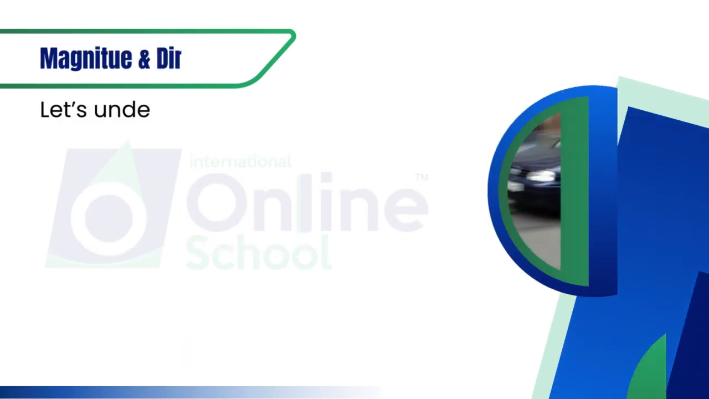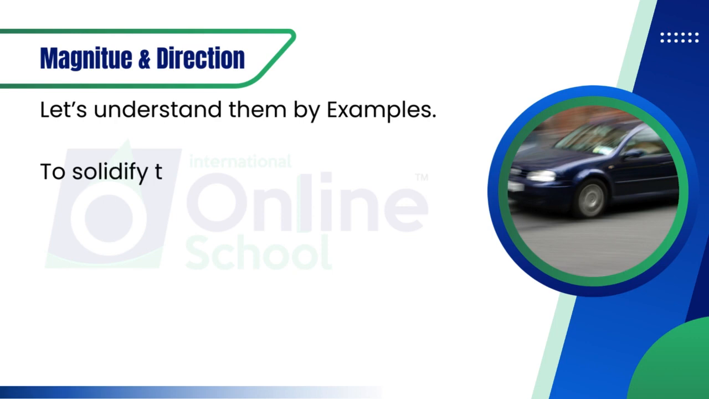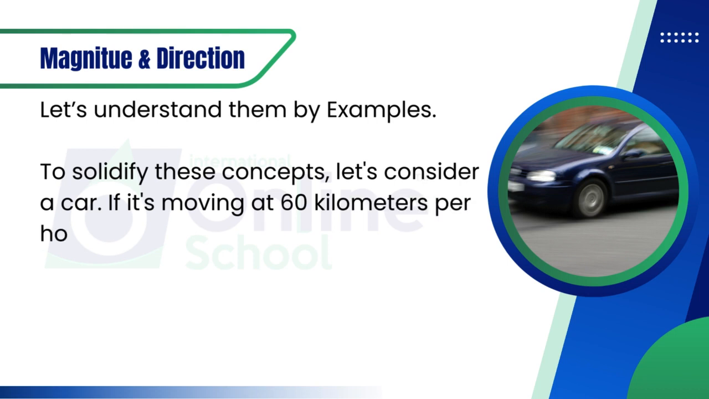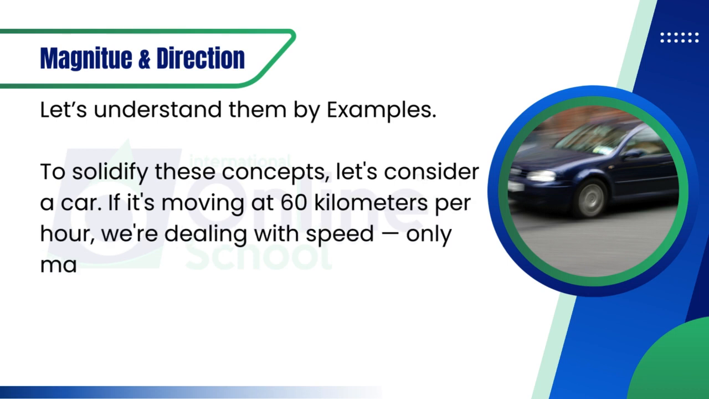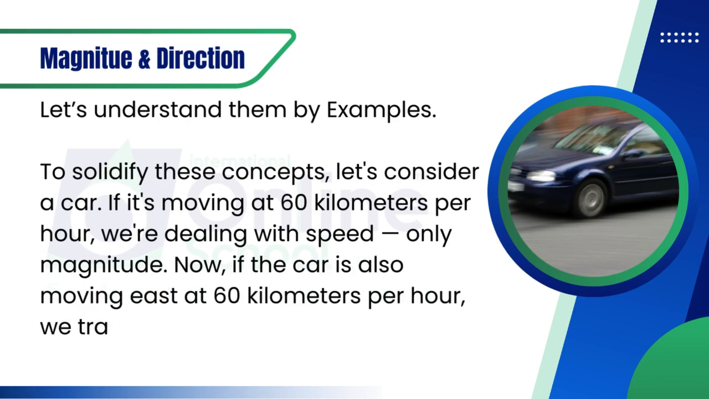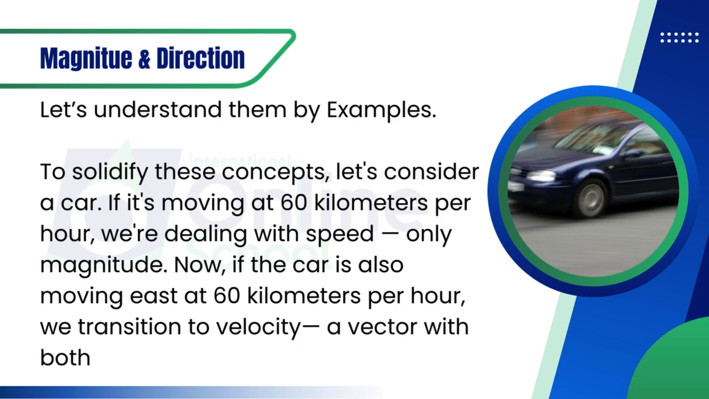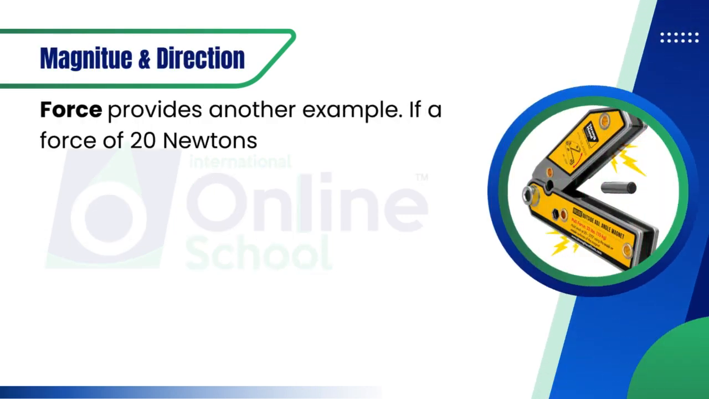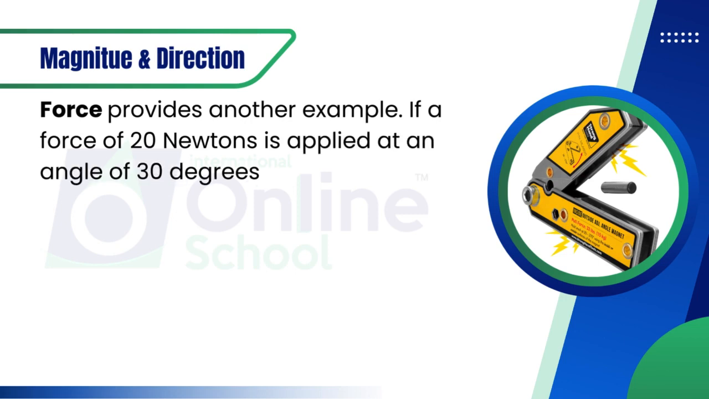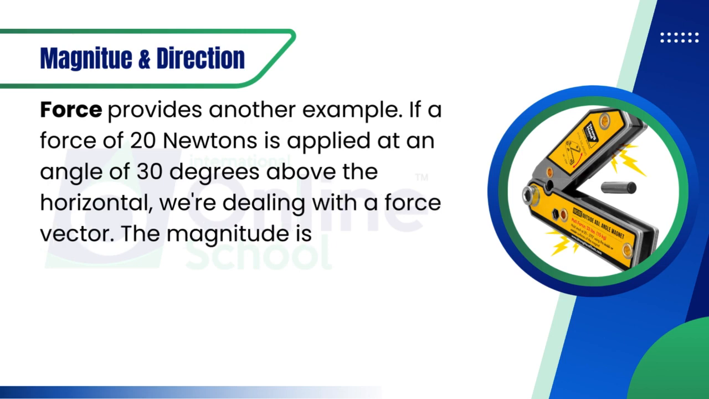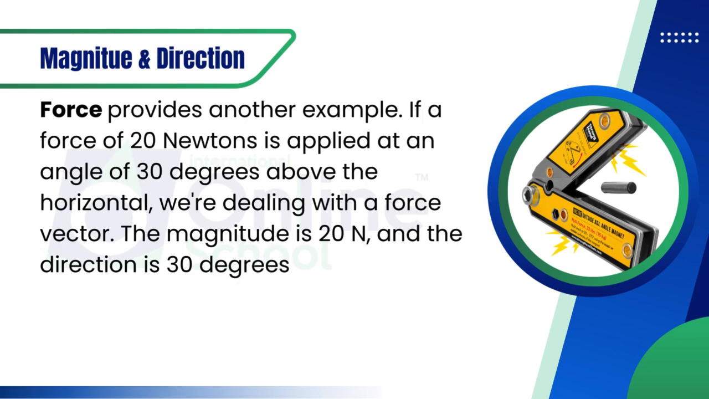Let's understand them by examples. To solidify these concepts, let's consider a car. If it's moving at 60 km per hour, we are dealing with speed, only magnitude. Now, if the car is also moving east at 60 km per hour, we transition to velocity, a vector with both magnitude and direction. Force provides another example. If a force of 20 newtons is applied at an angle of 30 degrees above the horizontal, we are dealing with a force vector. The magnitude is 20 N, and the direction is 30 degrees above the horizontal.